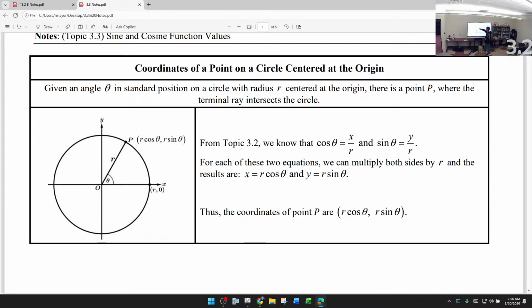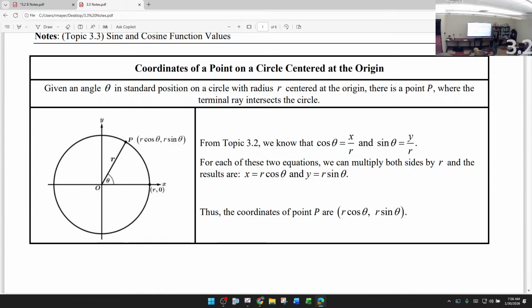Coordinates of a point on the surface, given the point, the terminal ray intersects the circle. I've got a unit circle, and I've got a point right here, and I'm going to end up somewhere on the unit circle. It says r cosine theta and r sine theta. That's nothing more than SOHCAHTOA.